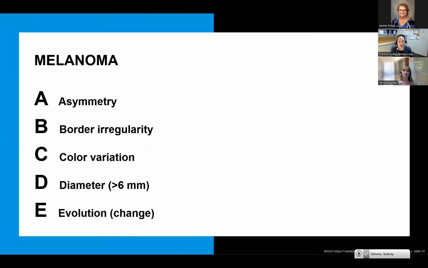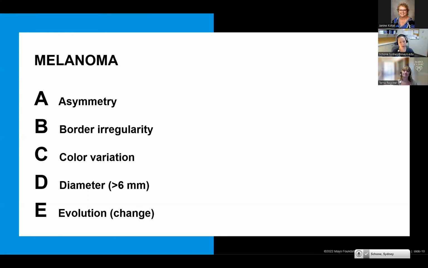In 1985, dermatologists at New York University started using the acronym ABCDE to describe melanomas, or moles that patients should be going in and getting looked at. A stands for asymmetry. If a lesion is bisected or cut in half and it's not identical to the other half, that is a sign that we should have these looked at or biopsied. B is border irregularities, where the borders are not the same.